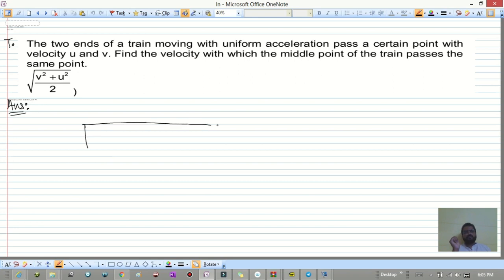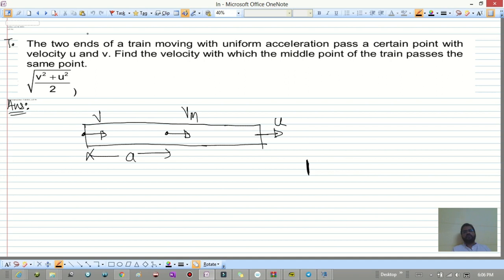So over here, this is the train given. This is the point. The front end of the train passes with u, and this back end passes with v. We want the velocity of the middle point. So the middle point, you can consider x, because a is for acceleration. So here this is also x. So you can apply the third kinematic equation for the first half and the last half.